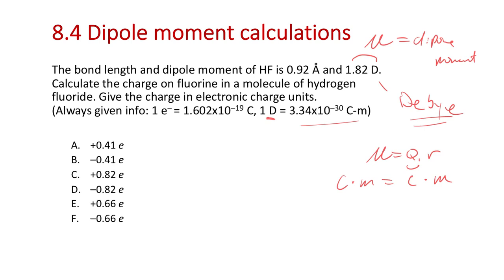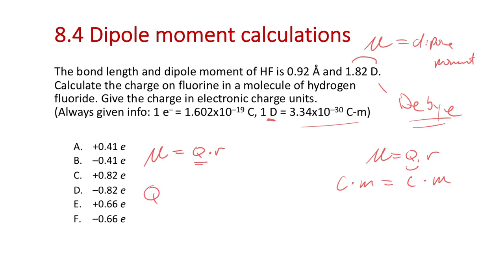Yeah, well, we'll work them out. So let's try to piece them together. Let's think of how we use the dipole moment, which is Q times R. We're trying to solve for the charge on fluorine, so we're trying to solve for Q. So we're going to take mu divided by R, and then we're just going to have to account for our units as we go in the problem.